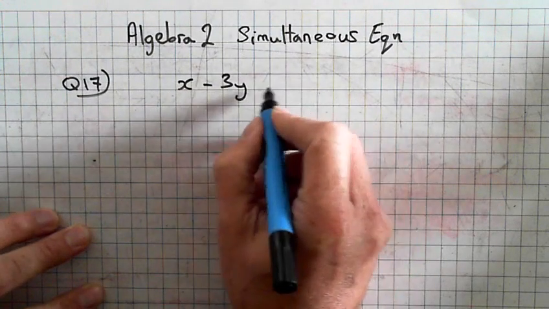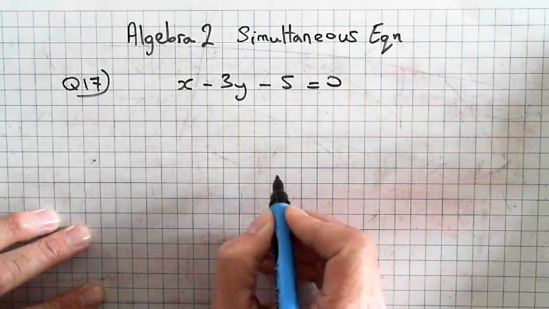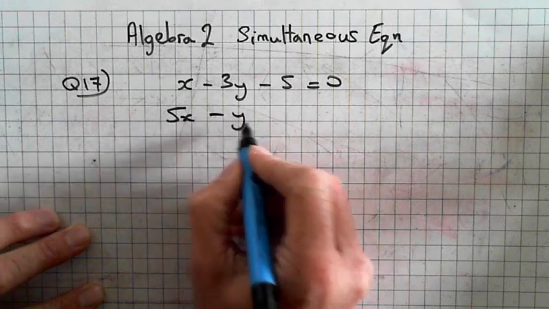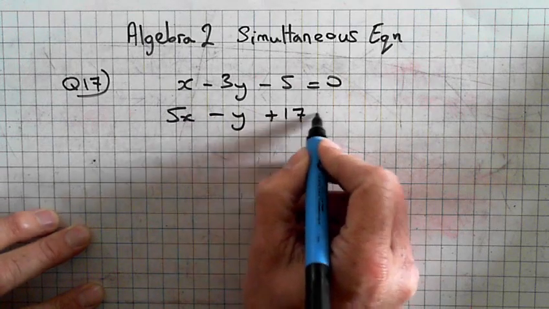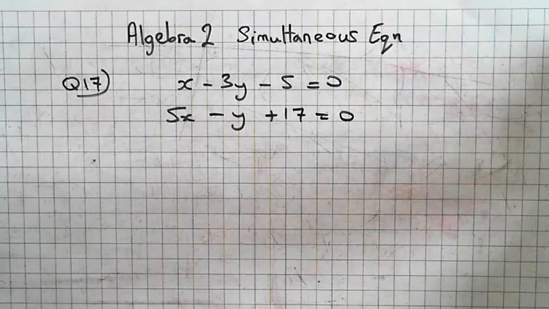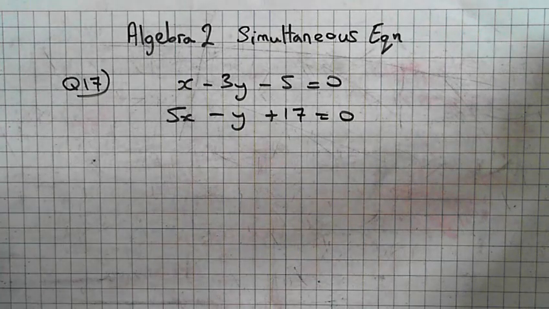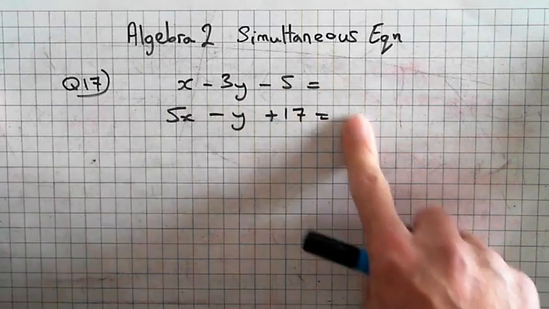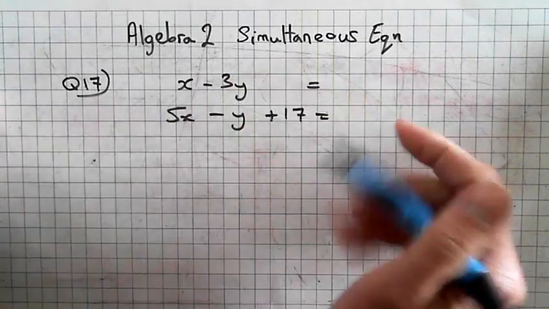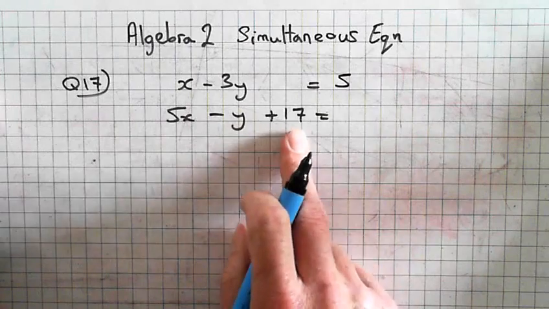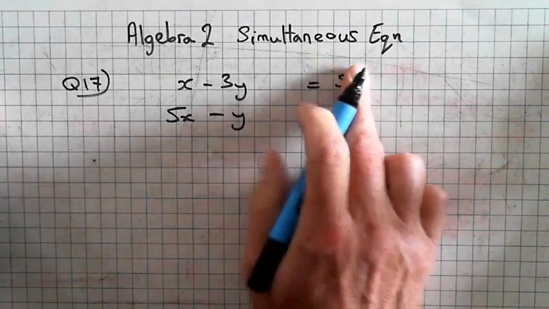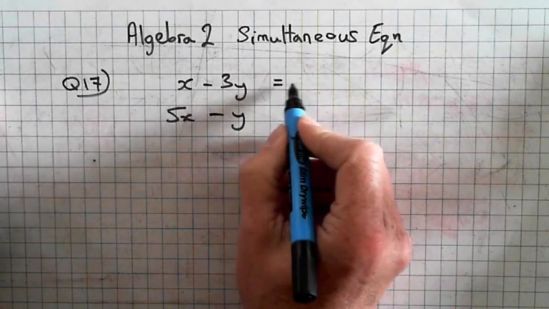So it's x minus 3y minus 5 is equal to 0, and 5x minus y plus 17 is equal to 0. Right, the first thing you need to do is move the minus 5 across the equals, and that becomes plus 5. Move the plus 17 across. I'll just move them a bit closer now.